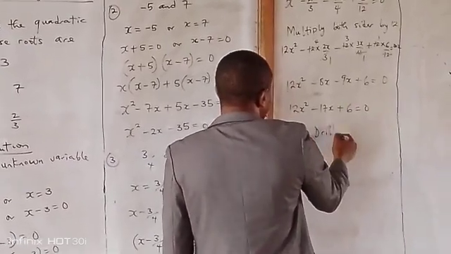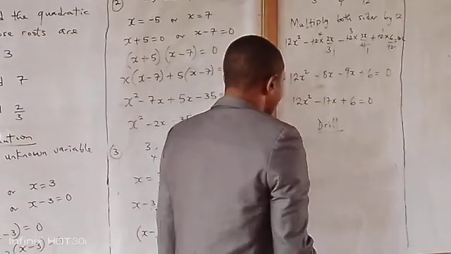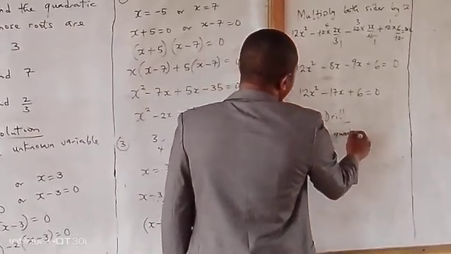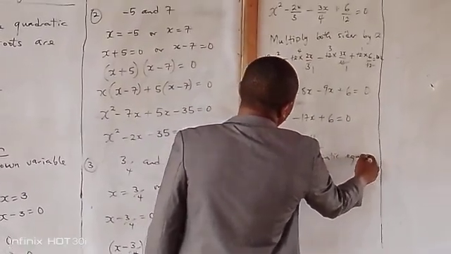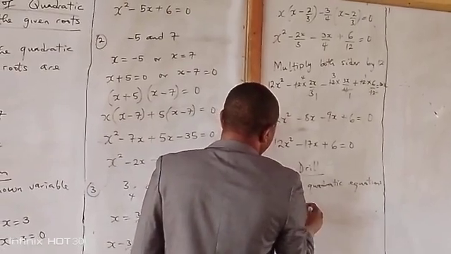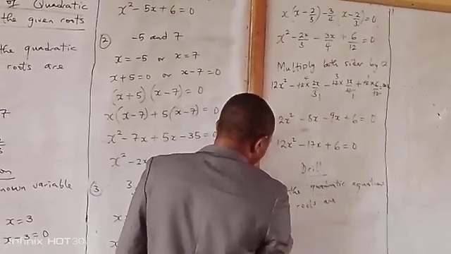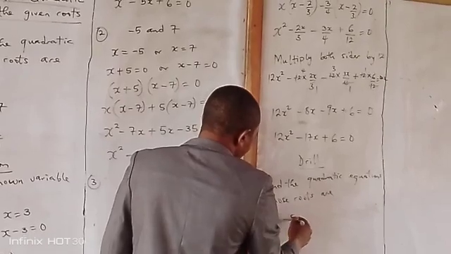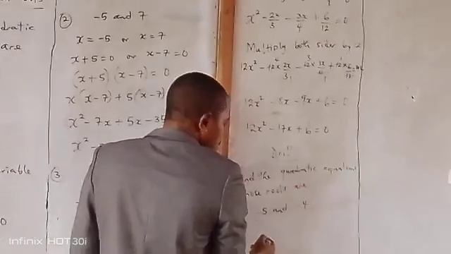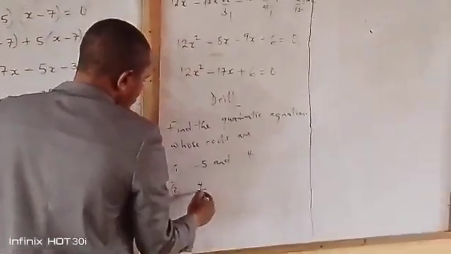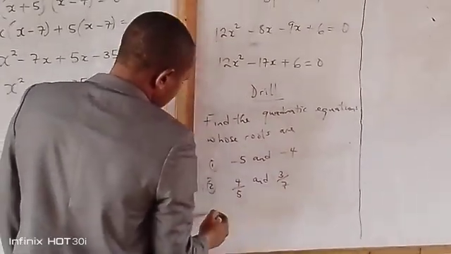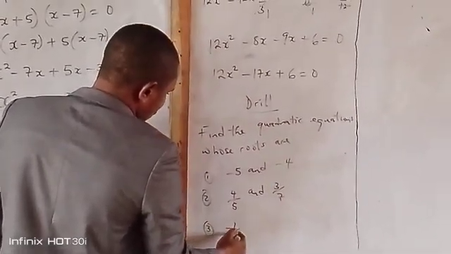So I want you to attempt this question as well. Find the quadratic equation whose roots are number 1, you have minus 5 and minus 4. Number 2, you have 4 over 5 and 3 over 7. And number 3, you have minus 1 over 4 and 6.